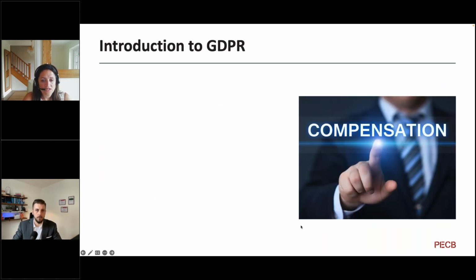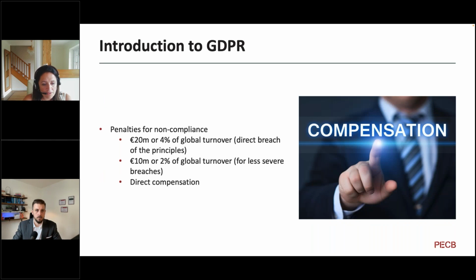And then moving on to the next slide, this is just a quick bit of information about penalties for non-compliance. So if you're in direct breach of any of those principles that I mentioned previously, it can carry a fine of up to 20 million euros or 4% of global turnover, whichever is higher. If you're in breach of the GDPR but it's less severe, not in direct breach of those principles, it can be up to 10 million euros or 2% of global turnover. And again, as mentioned previously, individuals do have the right to claim direct compensation from you.